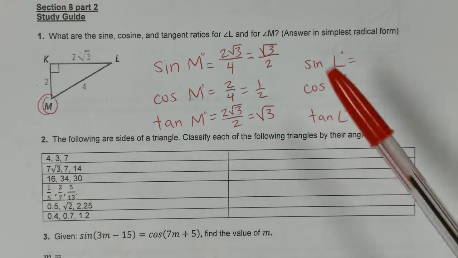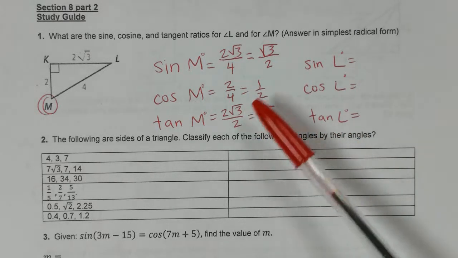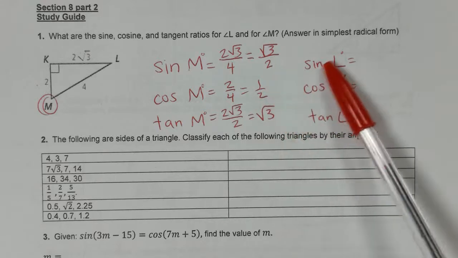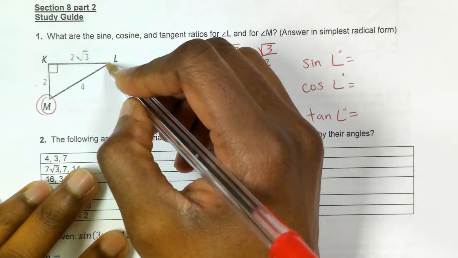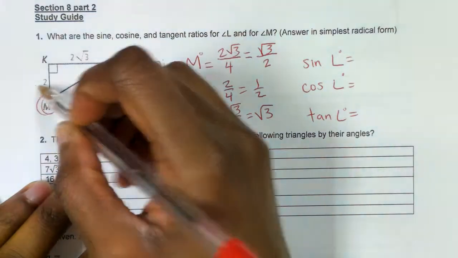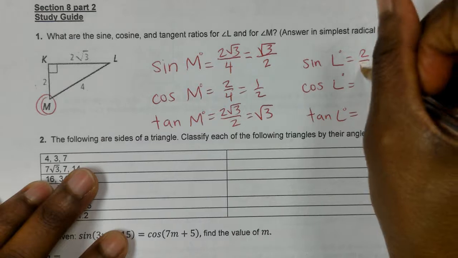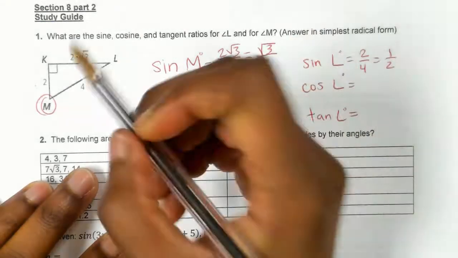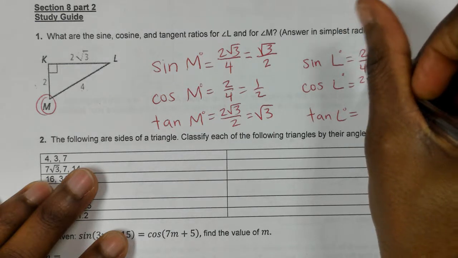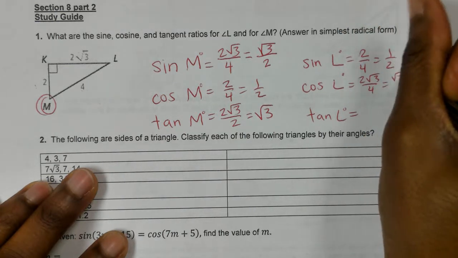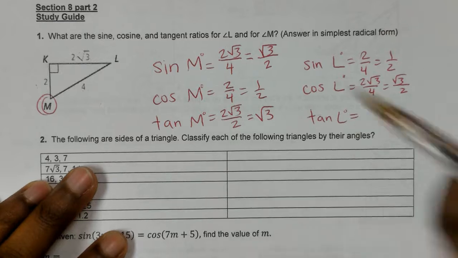Okay, we would expect that for L, these two would repeat, but in different orders. So I would expect that L's would be 1/2. But let me just check. Opposite of L and hypotenuse is 2/4, and it is 1/2. Cosine would be the same cosine that we got here, which reduces to radical 3/2. Tangent will be different.